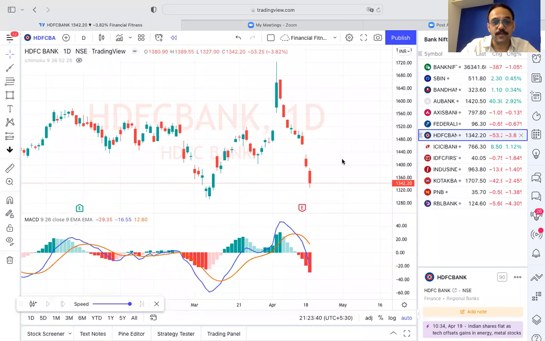Yeah, so in case of HDFC Bank, if somebody would have taken a trade on the 14th of March, here, or the 15th, or 16th March, yes, sir. Then it went up, it went down, and it crossed on this candle, and you would have exited here.